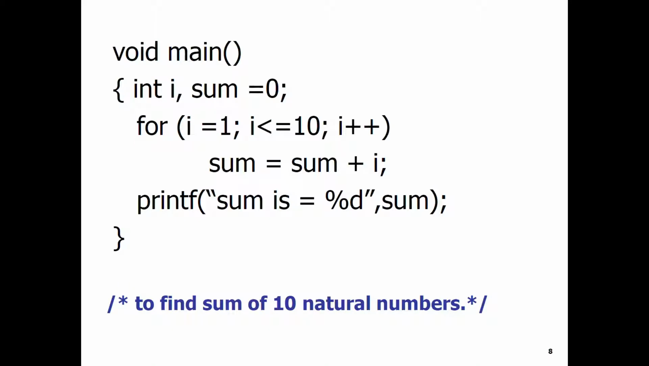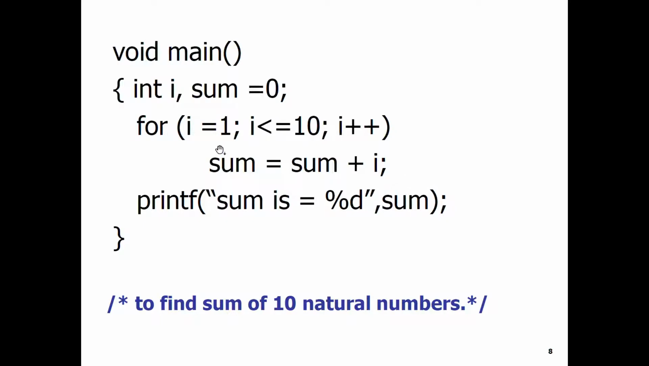Fine. Now our objective is to print the sum of the first 10 natural numbers. How to write the code? Initially, we initialize sum equal to 0, and then the for loop repeats 10 times. The initial value is 1, going from 1 to 10, and each time we compute the summation, sum equals sum plus i. When the for loop terminates, the sum of the first 10 numbers will be ready, and that we are going to print.